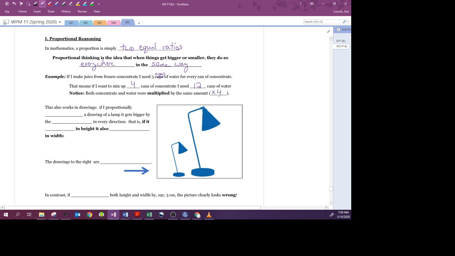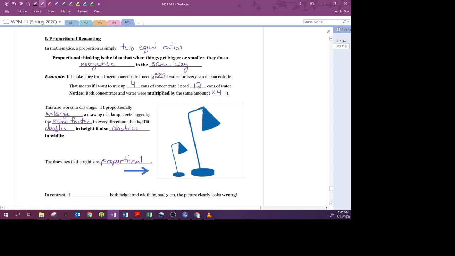This also works with drawings. If I proportionally enlarge a drawing of a lamp, it gets bigger by the same amount, the same factor, in every direction. That is, if it doubles in height, it also doubles in width. The drawings to the right here are proportional. They look like the same lamp. One is just bigger than the other.